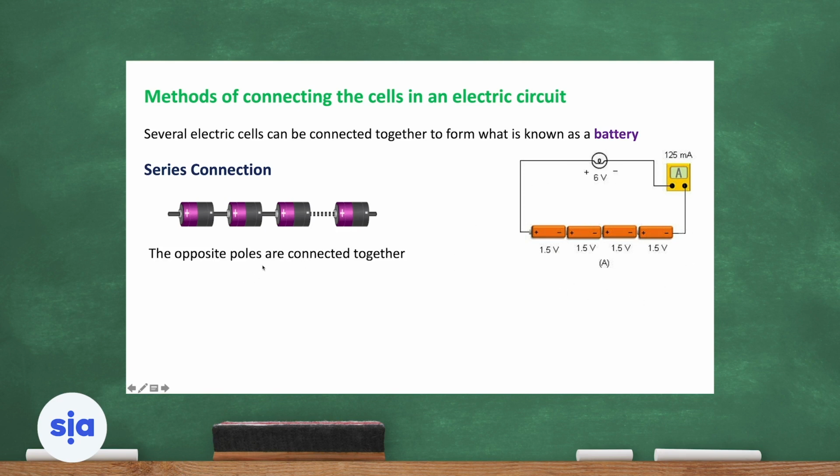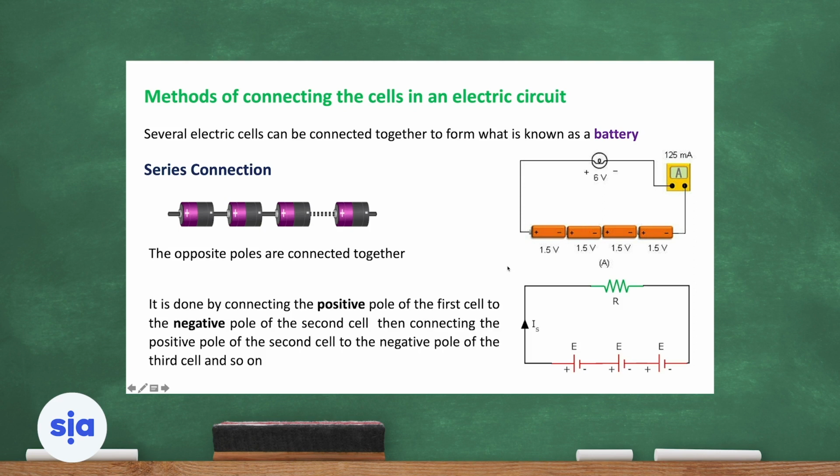The opposite poles are connected together. So if you can see here, the negative pole is connected to the positive pole. Here we go again. The negative pole is connected to the positive pole. It's done by connecting the positive pole of the first cell to the negative pole of the second one, then connecting the positive pole of the second cell to the negative pole of the third one, and so on.